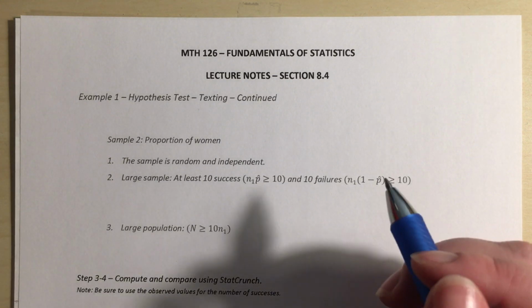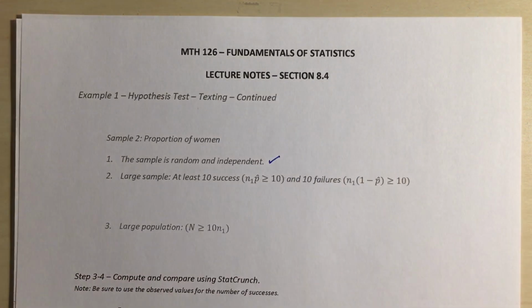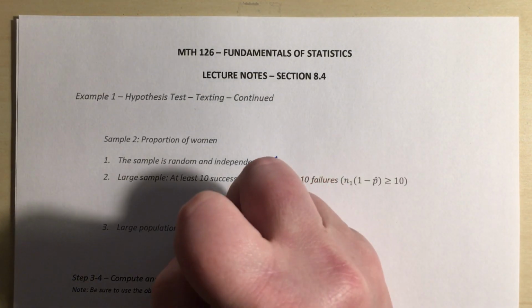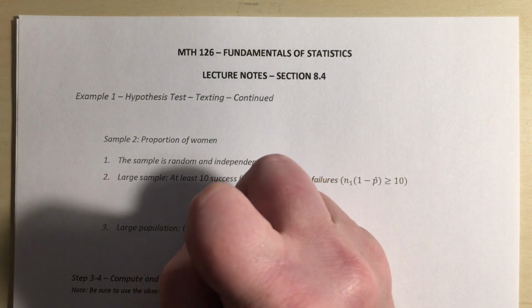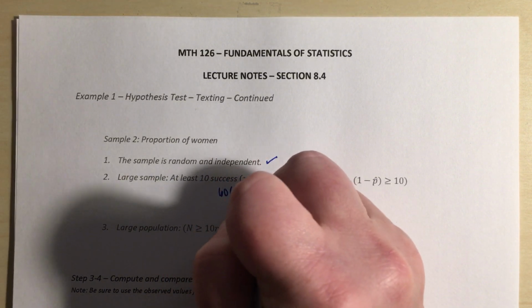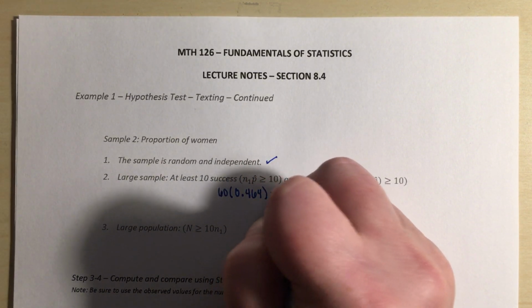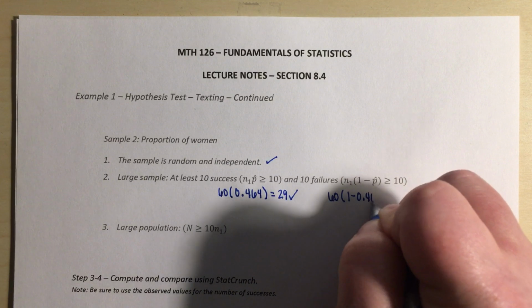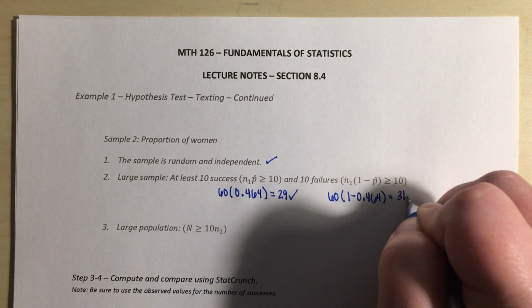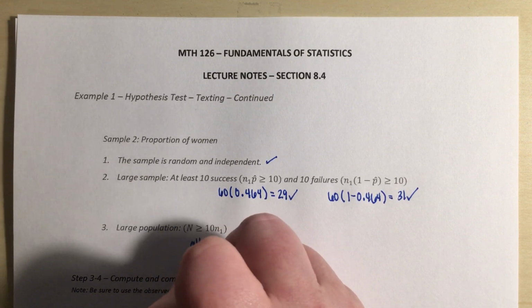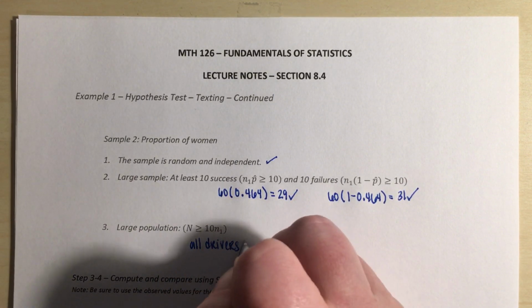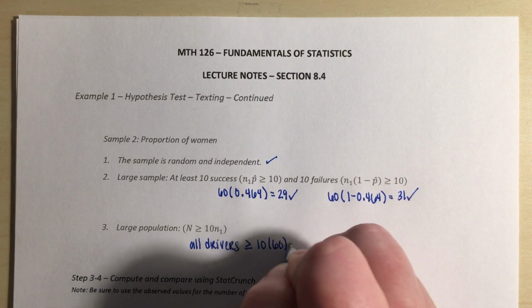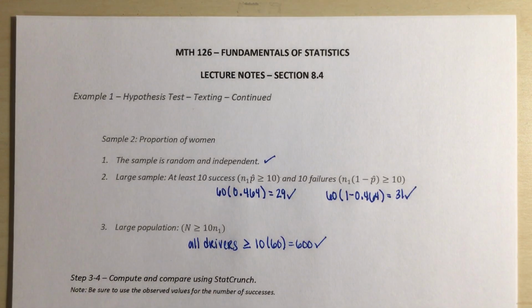Now we're going to check our conditions for our other sample. Our proportion of women: our sample is random and independent. We're going to assume that that's true. For the 10 successes, this time our sample size is 60. We're still using that 0.464, so it again is just our P hat. We're taking 60 times 1 minus 0.464, which gives us 31. We're going to assume that there are more than 10 times 60, which is 600 drivers. So our conditions are checked and we are good to go.